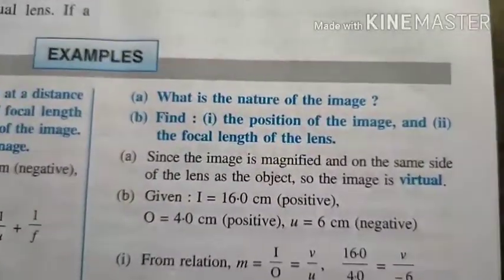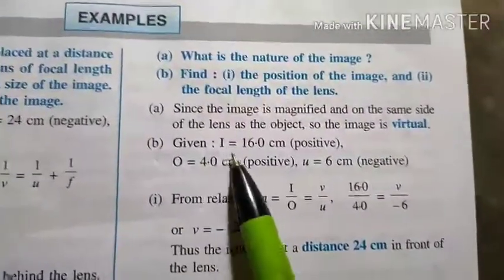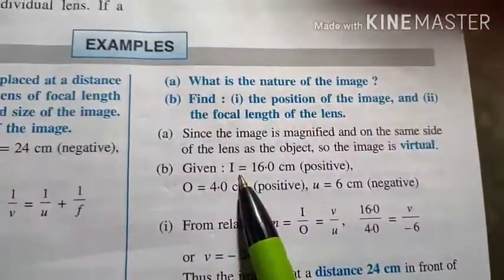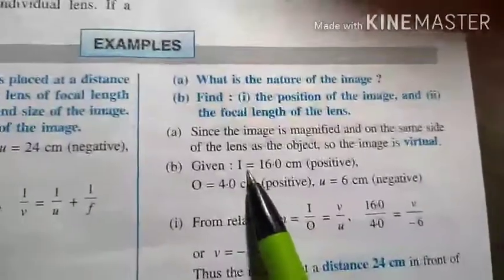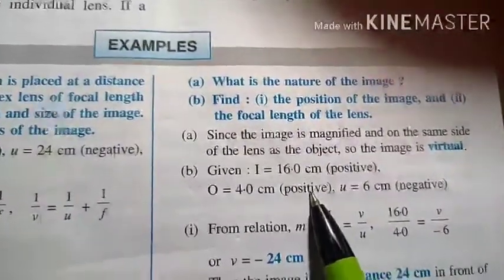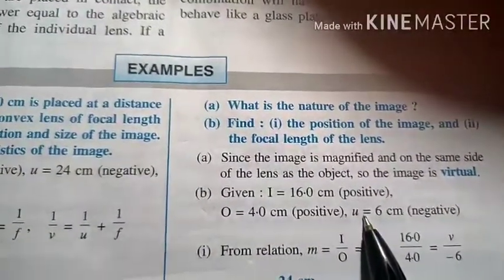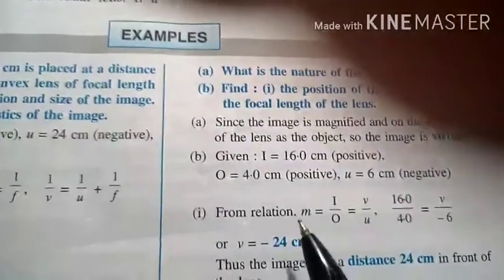Now question B, find the position of the image. We have I equals 16 centimeter, which is positive. I is on the left-hand side, therefore it is a virtual image. Virtual means it is above the principal axis, it is erect, therefore it is positive. O is 4 centimeter, also positive. U is 6 centimeter. U will always be negative no matter what. U in every question will be negative.